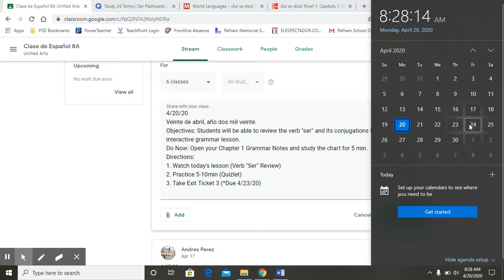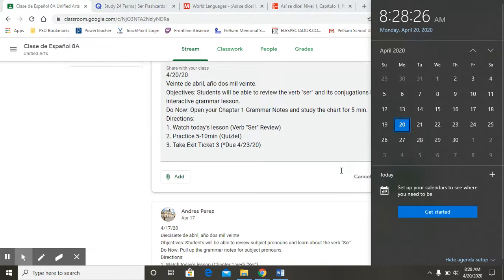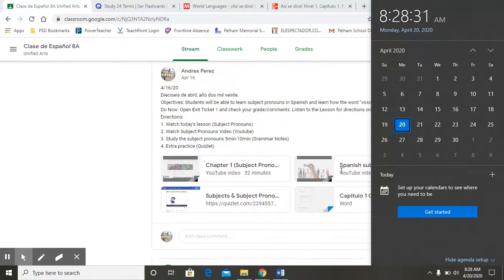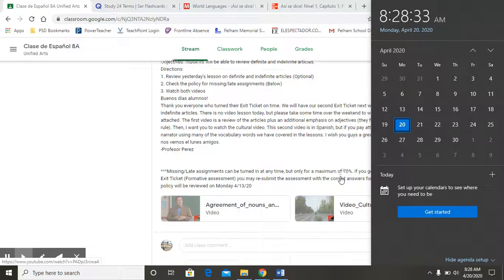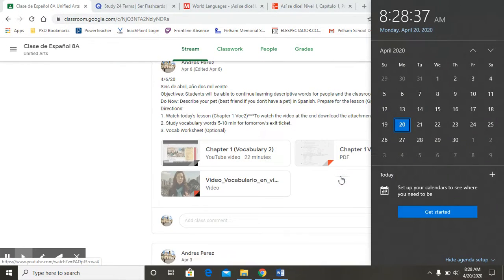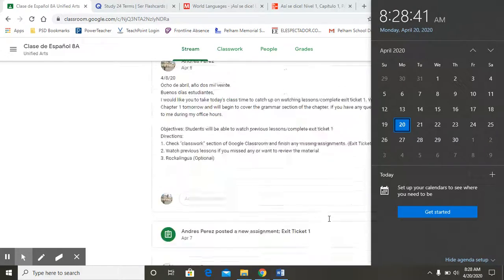On Friday is your summative for this chapter. What this summative will include is the vocabulary and the grammar from this chapter. So you have all the notes you need to study. You have the grammar notes that I just showed you for this lesson. And if you go back in the stream to the beginning of the chapter, you have your chapter 1 vocabulary notes somewhere. So you can load those up.